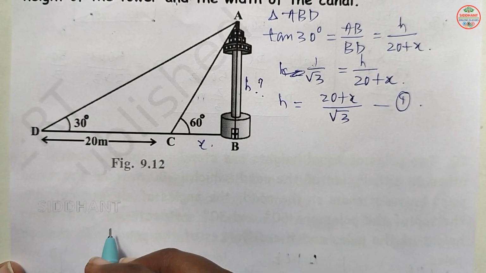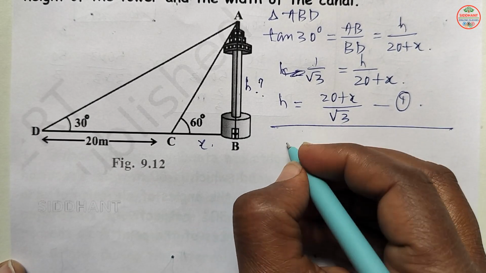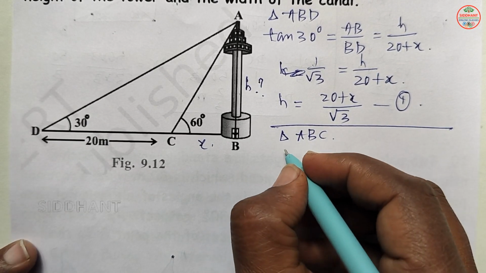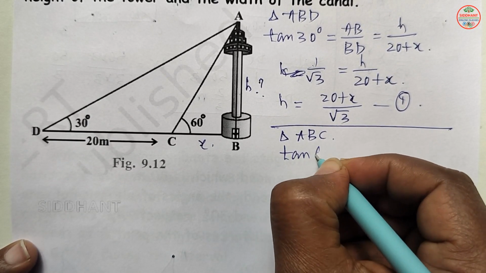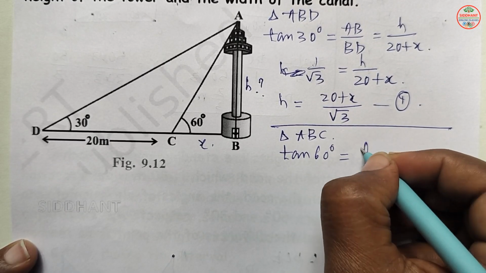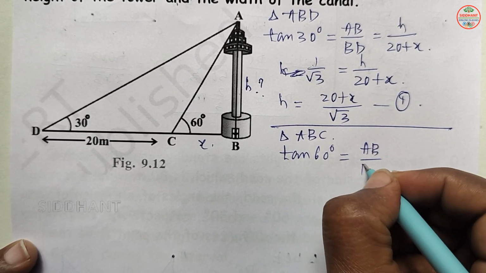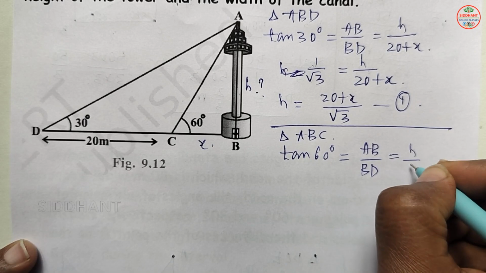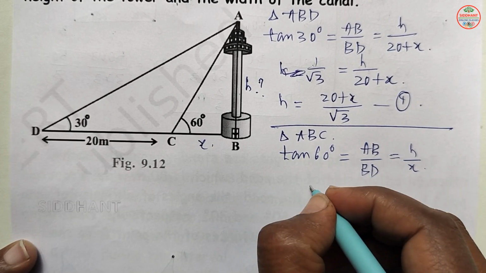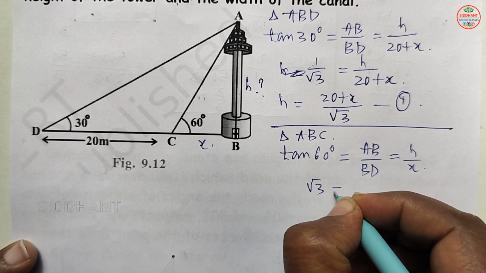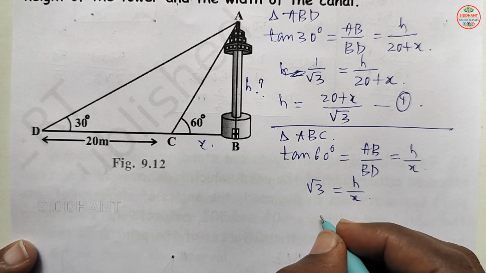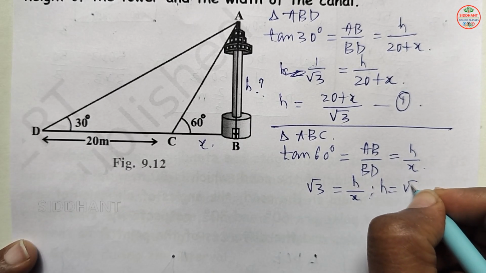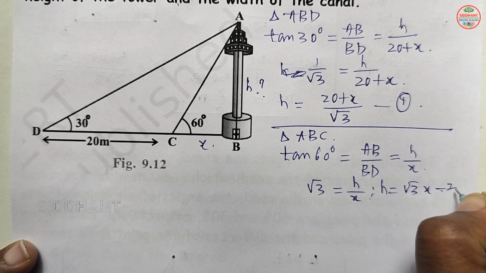Now we are going to see triangle ABC. From ABC, tan 60 equals AB by BC, which is H by X. We know tan 60 is root 3, so root 3 equals H by X, and H equals root 3 X. Let it be equation 2.